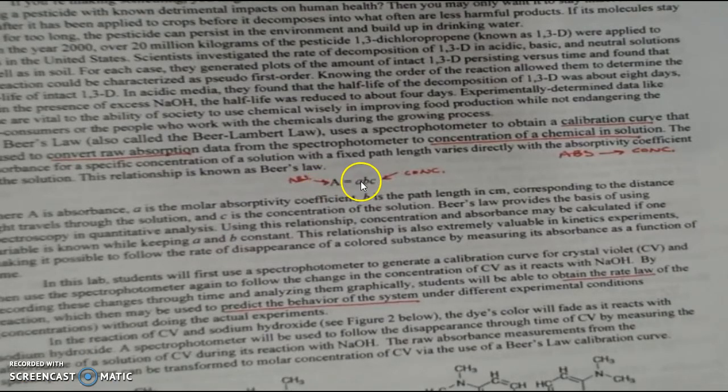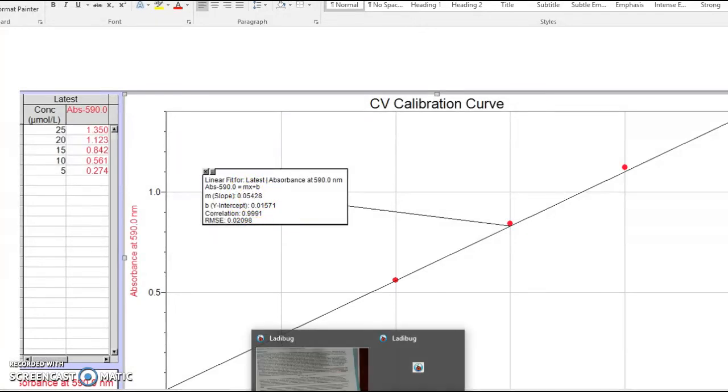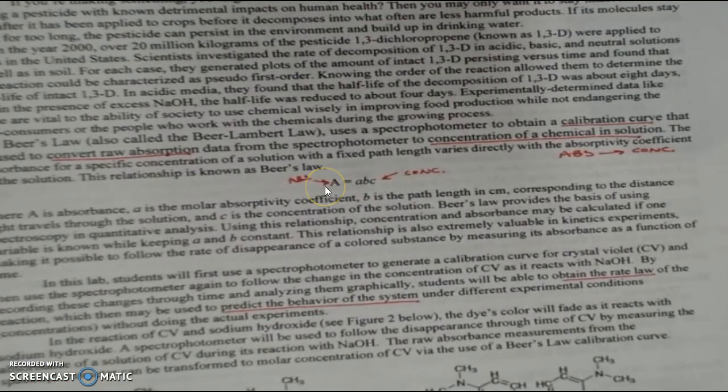So we're looking at the relationship, where A times B is your slope. When I use this slope to convert absorbance over to concentration, I just put in the absorbance values, the variety of ones that I got, and I divide by the slope, and that'll give me the concentration. So that will help convert the absorbance into concentration.